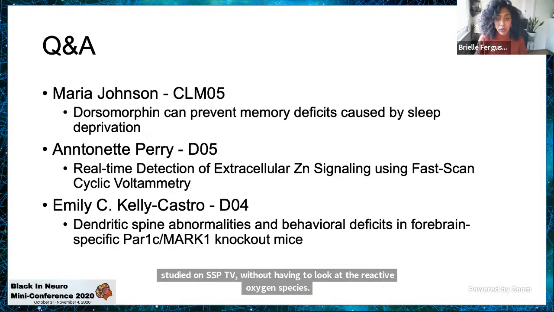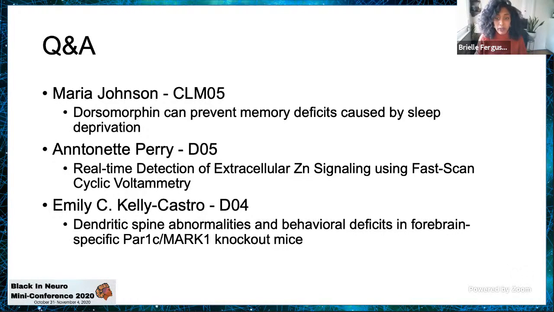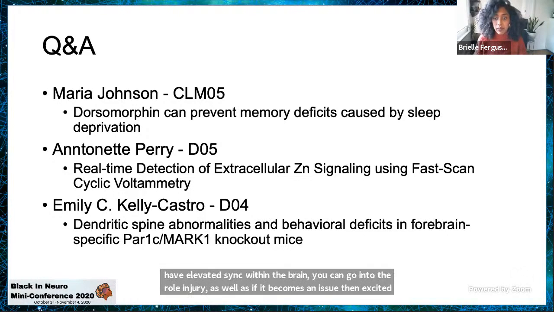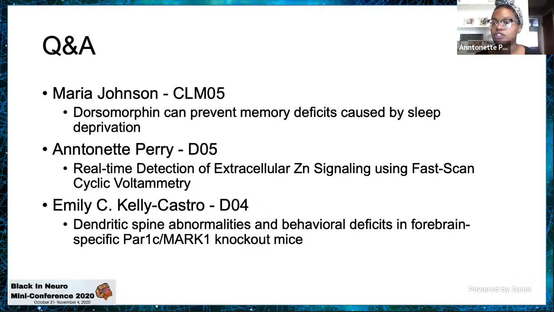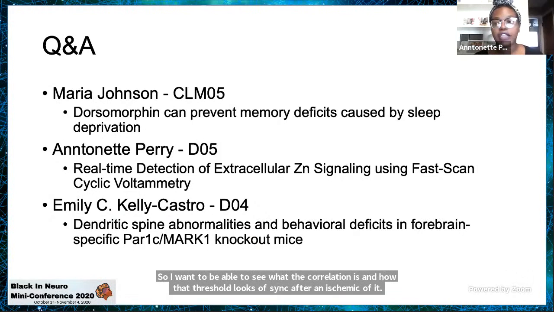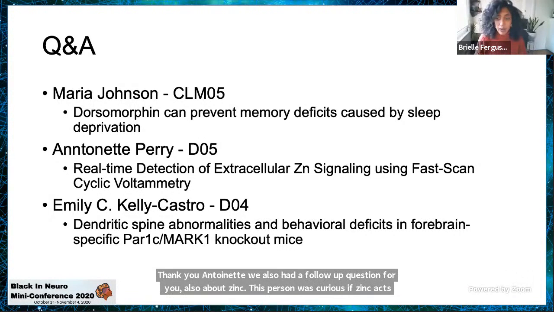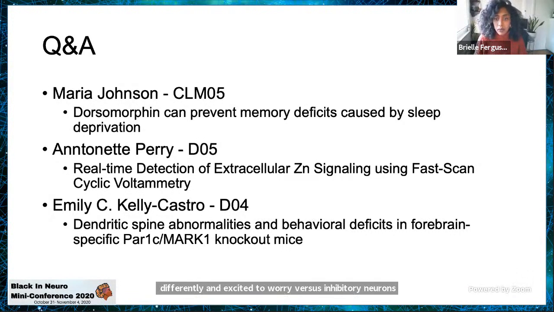We also had a follow-up question for you also about zinc. This person was curious if zinc acts differently in excitatory versus inhibitory neurons. That I do not know, because I'm more so wanting the excitatory. So there's a likelihood it will, but I'm actually just focused on what it does in an excitatory neuron. Great, thank you. Our next question is for Maria.